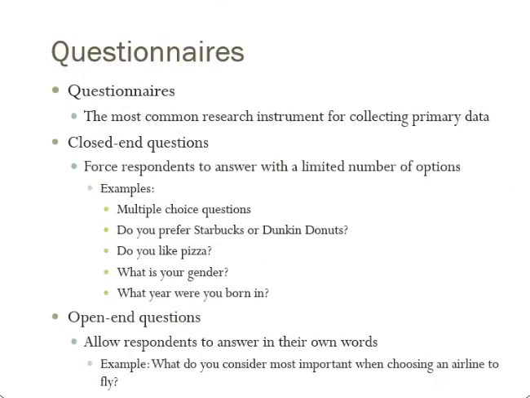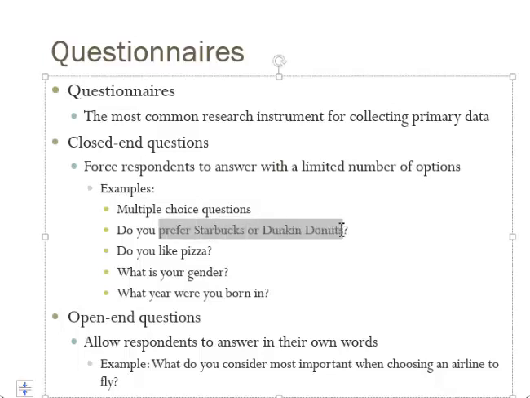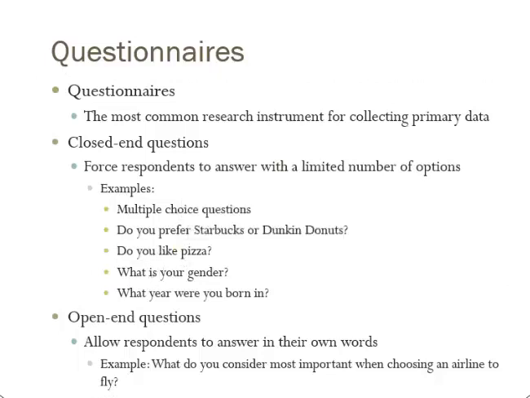Questionnaires. Questionnaires are a very important and very common research instrument. You can ask questions that are close-ended, or you can ask questions that are open-ended. Closed-ended questions give the answer that you need by having somebody say yes or no, or multiple choice. Do you prefer Starbucks or Dunkin' Donuts? Do you like pizza? What's your gender? These are all closed-ended. The respondent can only give one of a couple of choices, yes or no, or A, B, C, or D, something like that. Then there are open-ended questions.